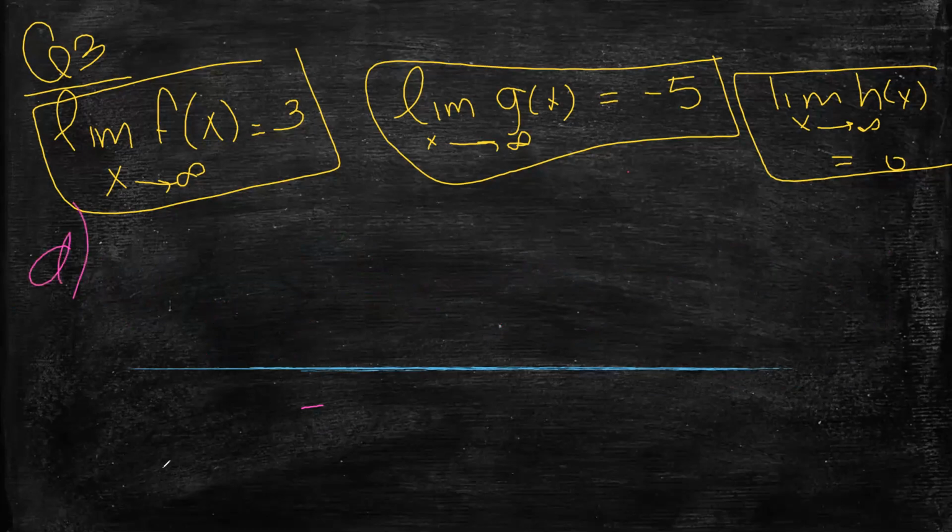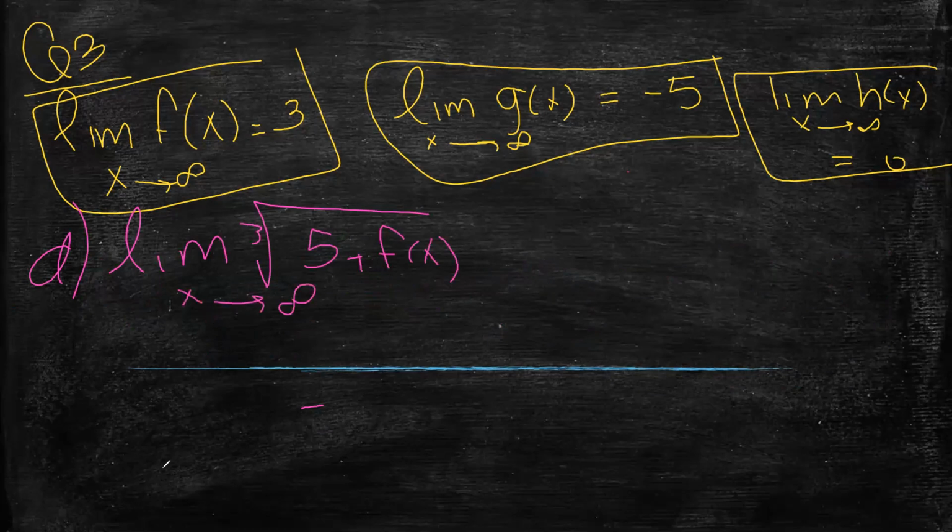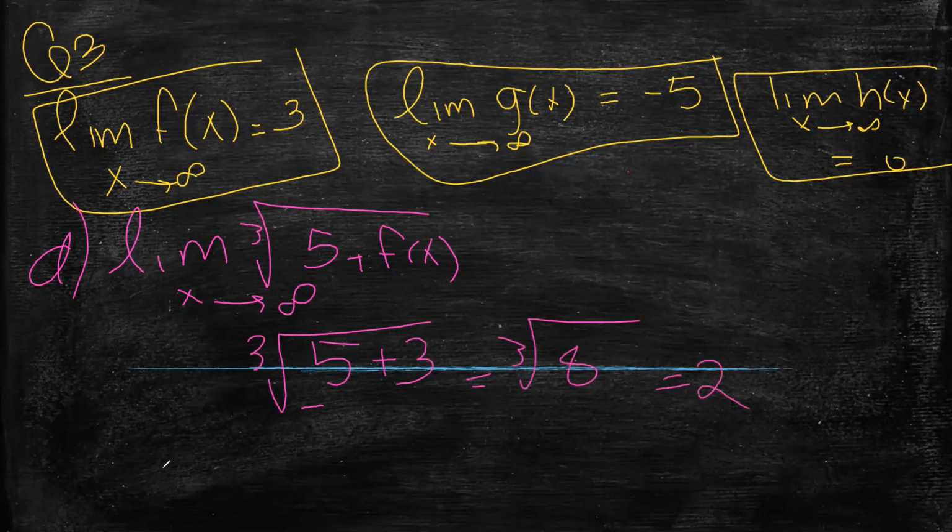Now D. In D here we have limit of the cubic root of 5 plus f of x. Yes, Shahid. It will be 5 plus 3, which is 8. Cubic root of 8 is 2. Thank you.